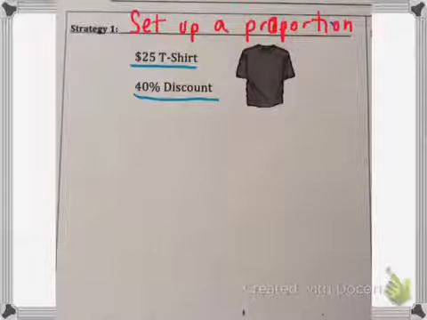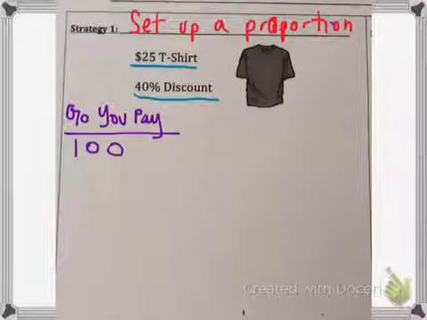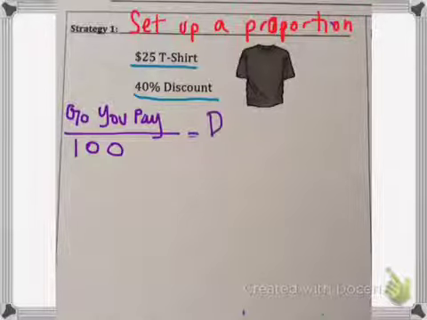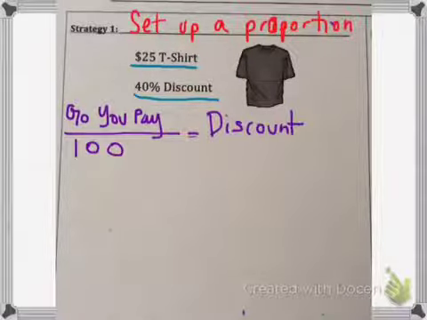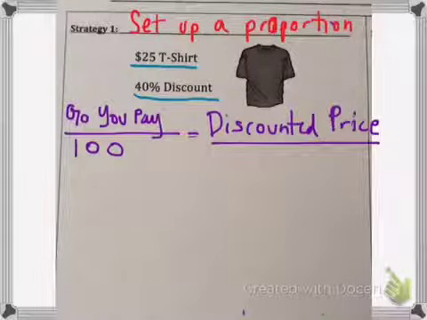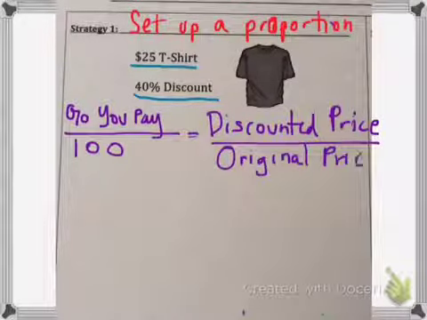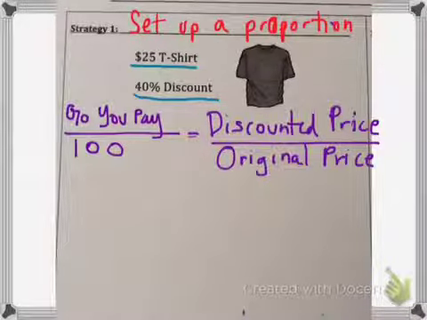So the general formula is percent you pay over 100 is equal to discounted price over original price. Again, this is the general formula you can use to set up your proportion, and then we simply plug in values based on what we're given. Let's start with percent you pay.